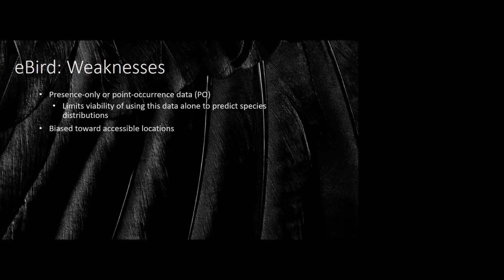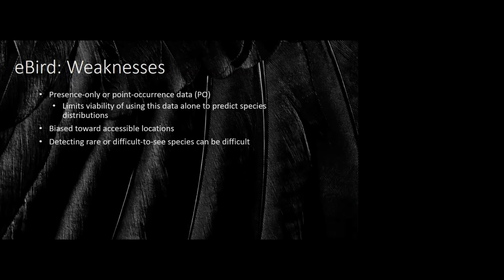eBird is also biased towards accessible locations. eBird is intended to be used by the everywoman and the everyman, and it's generally the people in the most populated areas that are going out into their local environments, making observations and using eBird. So it's really biased towards where people are and where people want to be recreationally.